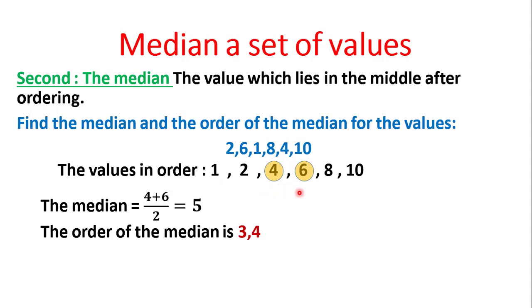Also, we have a rule. In this case, I'll divide the number by 2, then add 1. So we have 6 over 2 is 3, so this is the third. And 6 over 2 plus 1 is 4, so third and fourth. Okay, this is if you have a set of values.